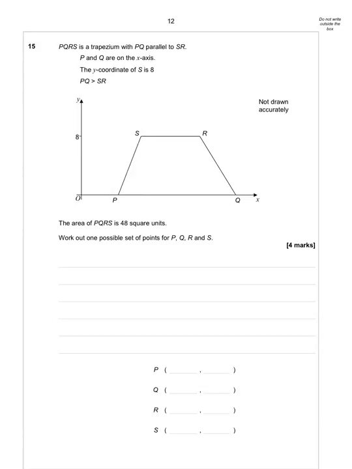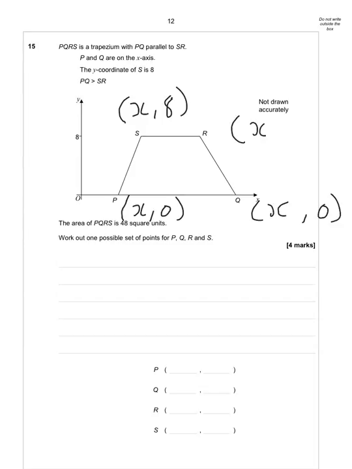The y-coordinate of S is 8. So S is going to have an x value and an 8 here. What I know about P is it's going to have an x value and a y-coordinate of 0. What I know about Q is it's going to have another x-coordinate and another value of 0. And R is going to have an x-coordinate and another 8 value of y. And what I need to find is the values of x.